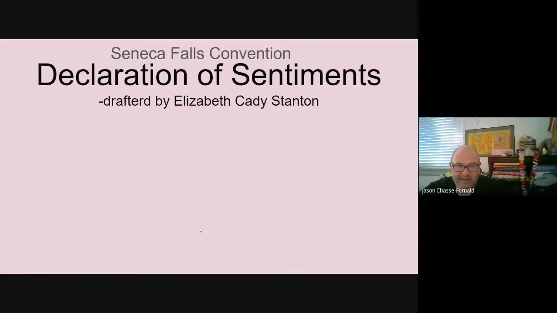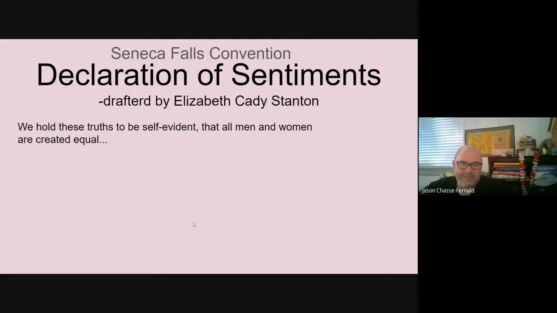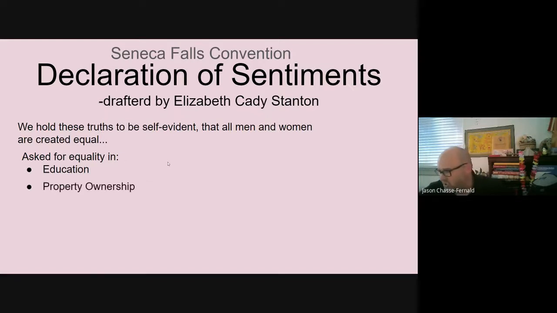All right. So yes. So we hold these truths to be self-evident that all men and women are created equal. Right. That's how the conference begins. Oh, sorry. This is how the Declaration of Sentiments begins. Once again, modifying previously existing Enlightenment era documents. In this case here, this is from the Declaration of Independence, and advocacy for issues that are important for women, right? Asking for equality of education, equality in property ownership between men and women, equal child custody in the case of divorce, and of course, right to vote, right?